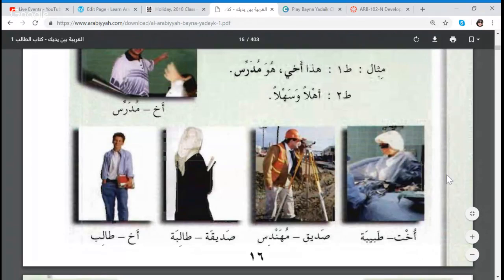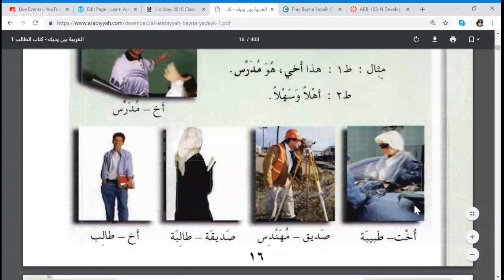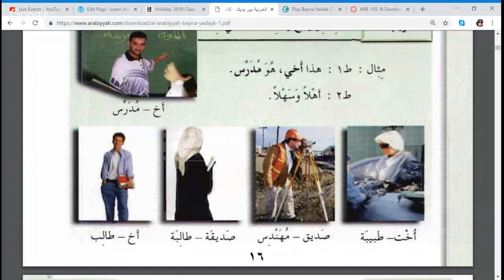Hadhihi ukhti. You don't need hiya here in this case, because you just want to say, this is my sister. So, hadhihi ukhti. Then hiya tabibatun. Good. Hadhihi ukhti hiya tabibatun. Ahlan wa sahlan. Okay, so hadha sadiqi, huwa muhandis. Good. With the vowel, you would say muhandisun.